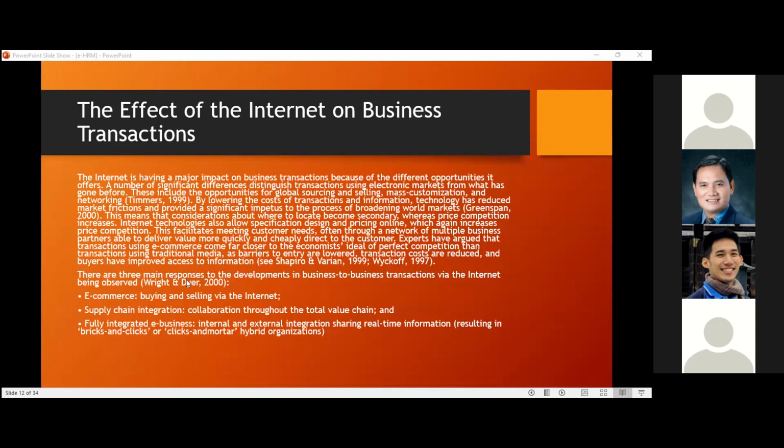There are three main responses to the developments in business-to-business transactions via internet being observed. First is e-commerce, or the buying and selling via internet. Second, supply chain management, or collaboration through the total value chain and fully integrated e-business. Third, internal and external integration, sharing real-time information.